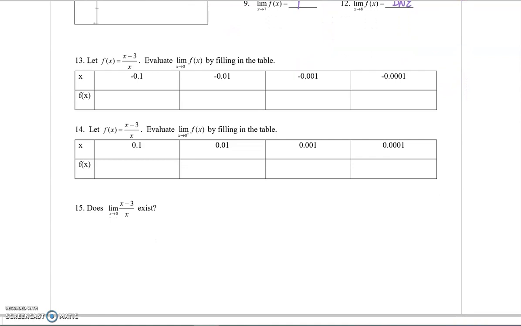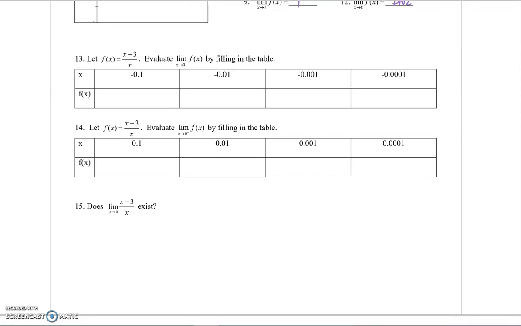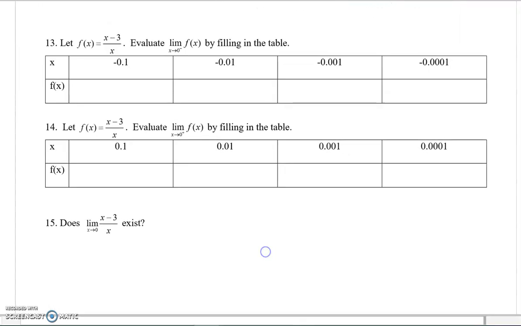So we just went through a graphical approach to limits, and now I'd like to do a tabular approach to limits. How do I use a table to determine a limit? So I have this function. It's a rational function of x minus 3 all over x. And I want to know the limit as x approaches 0 from the left by plugging in values to the left of 0.